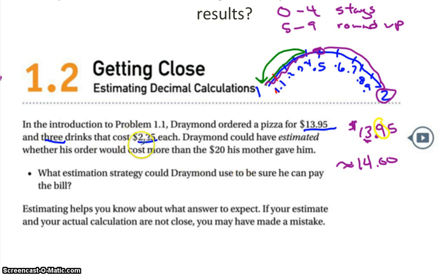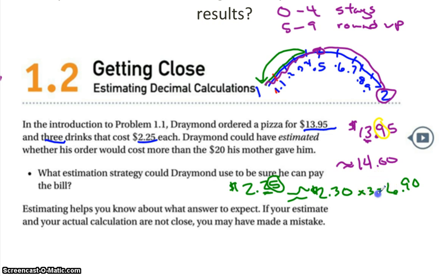Now, my 3 drinks that were $2.25 each, 2.25. Okay, and again, we can do this a couple of different ways, but to get our closest estimation, I'm going to look at the tens place here and use the hundredths place to round. So the 5 tells my 2 to go up, so that would be about 2.3 or $2.30, and then I have 3 of those. So 2.3 times 3 would give us $6.90.